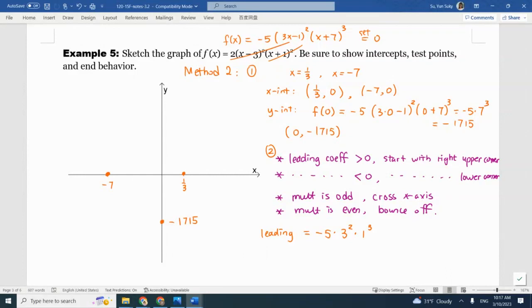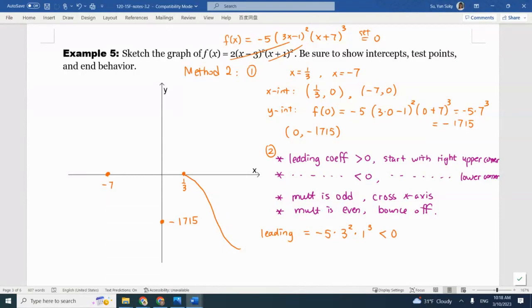Okay. So it's a product. You look at all the leading coefficients of each factor and multiply them. If there is a power, raise to the correct power. And we only care whether it's positive or negative. Is it positive or negative? Negative. So we start with the right lower corner, this side. And then you connect the dots. Because the x-intercepts or y-intercept mean your graph passes through those points.